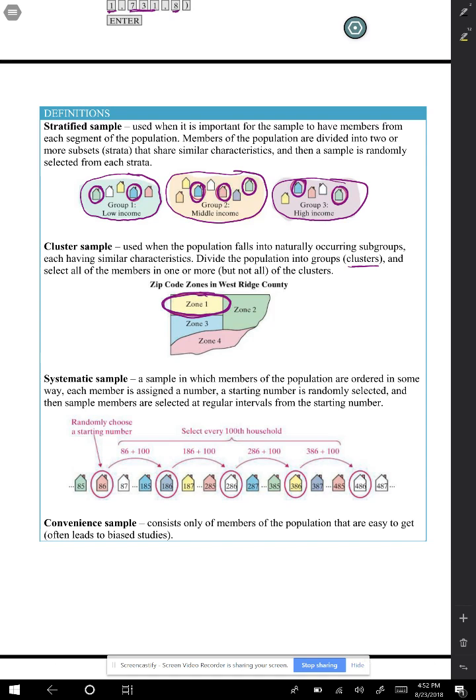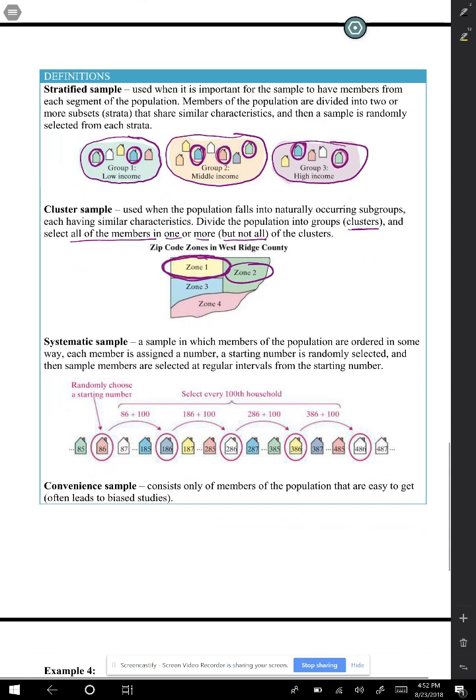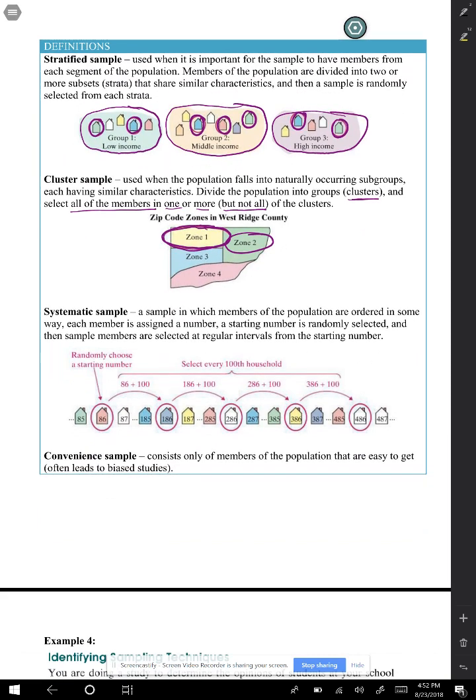That's going to be one of your samples you use. Now, notice here it says that you're going to select all members in one or more clusters, but not all of the clusters. So if you did all of the clusters, that would be the whole population of the county. So that wouldn't be a sample, that would be a population. So what you're going to do is just select 2 or 3 of the clusters, and those would be included.